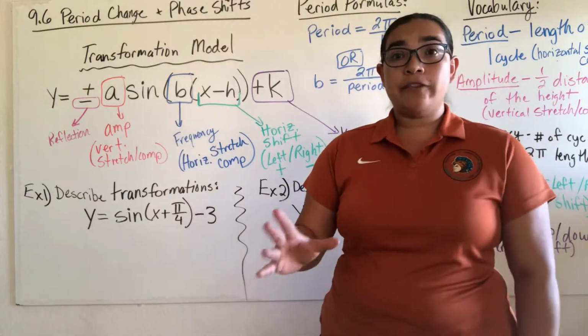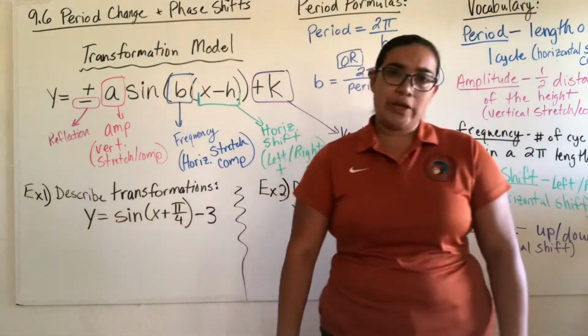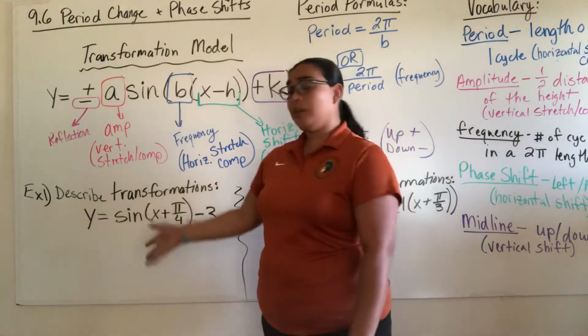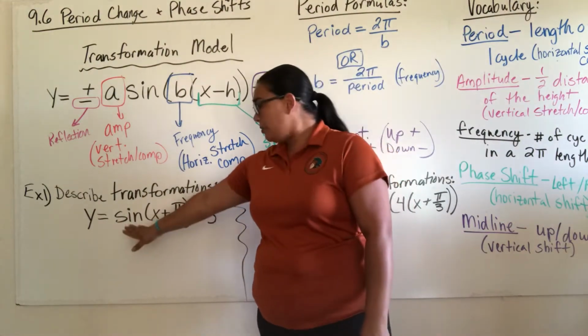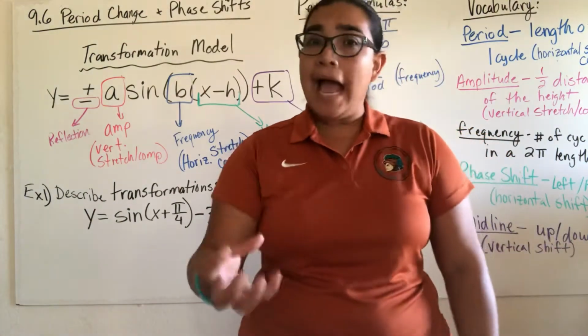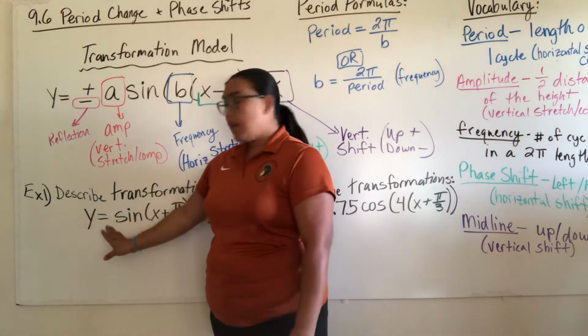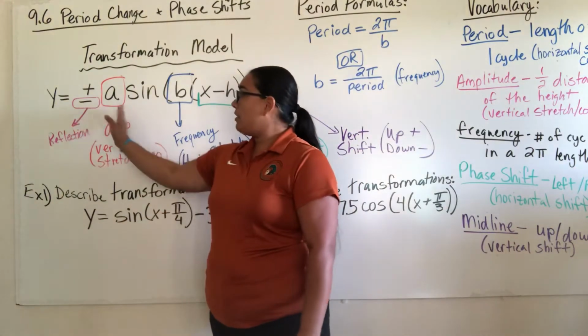All right, so let's take a look at the first example right here. Describe the transformations, just keeping it short and sweet. So they're giving you a trig function here, but clearly there are things getting added. If it was just sine x, that would be it. That's the parent function, right? But they're adding all these things in there. So take a look at the first thing that's being added. There's nothing here in the front, so we don't have to worry about either one of these.